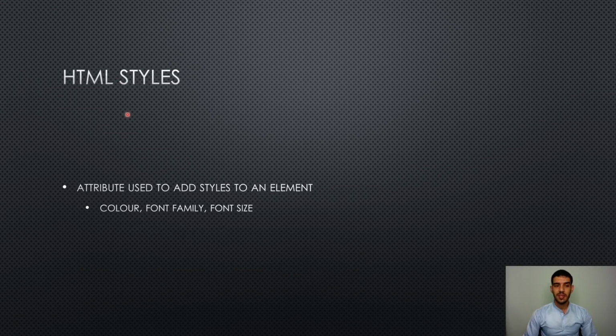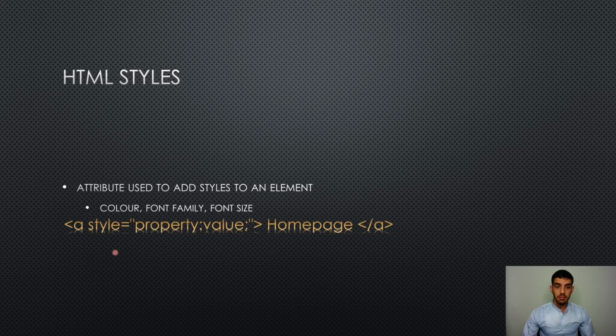The style attribute is used to add style to an element, such as color, font family, font size, and other styles. Style also comes with its own syntax. Style syntax is style inside the opening tag, equals, between double quotation marks, a pair of a property name and a value. Let's say color, for example, and then the value black.